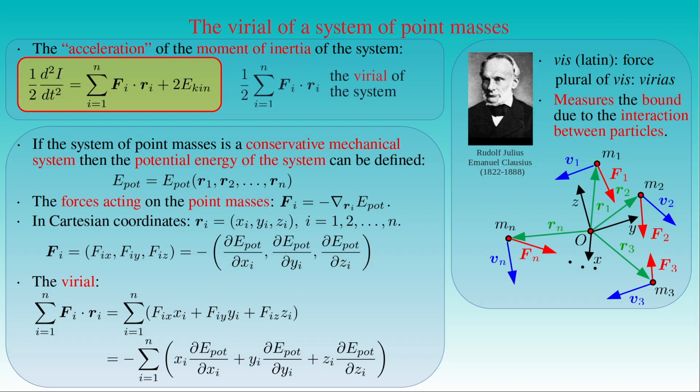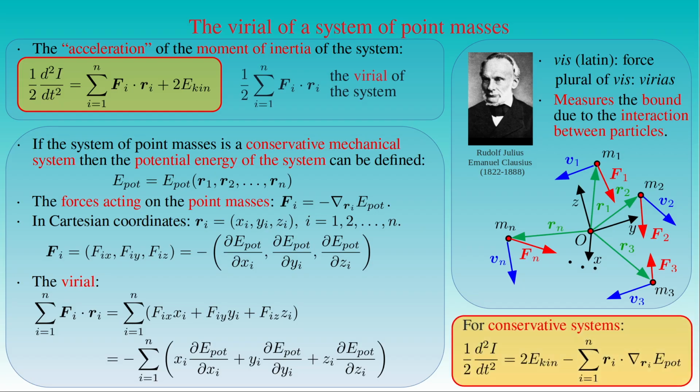As a result, 1 over 2 times the second-order time derivative of the moment of inertia I of a system of point masses under the influence of conservative forces is given by 2 times the total kinetic energy of the system, minus the sum of the directional derivatives of the potential energy of the system along the position vectors Ri from i equals 1 to n.